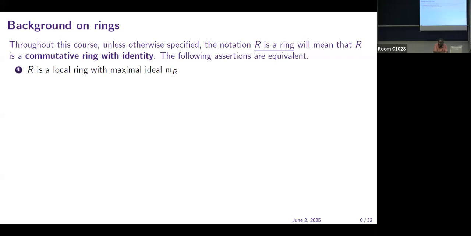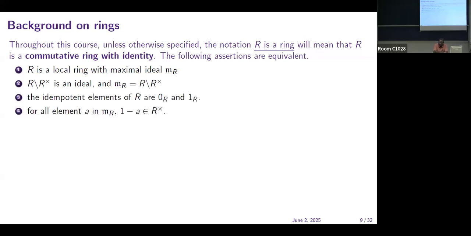Unless otherwise specified, the notation R is a ring. We assume that R is a commutative ring with identity. When we say ring, we mean a commutative ring with identity. A ring is local if it has a unique maximal ideal. The following assertions are equivalent. We characterize local rings.